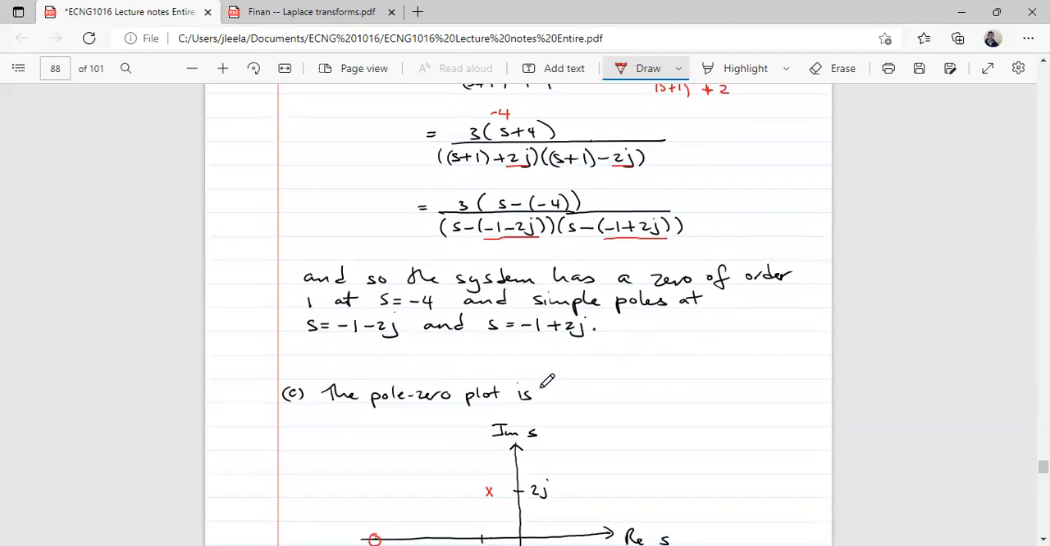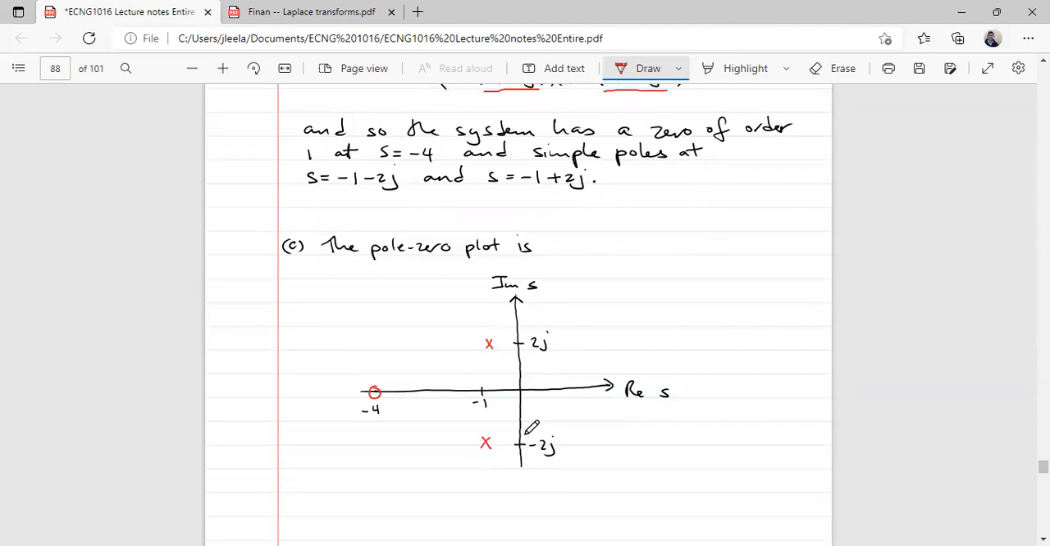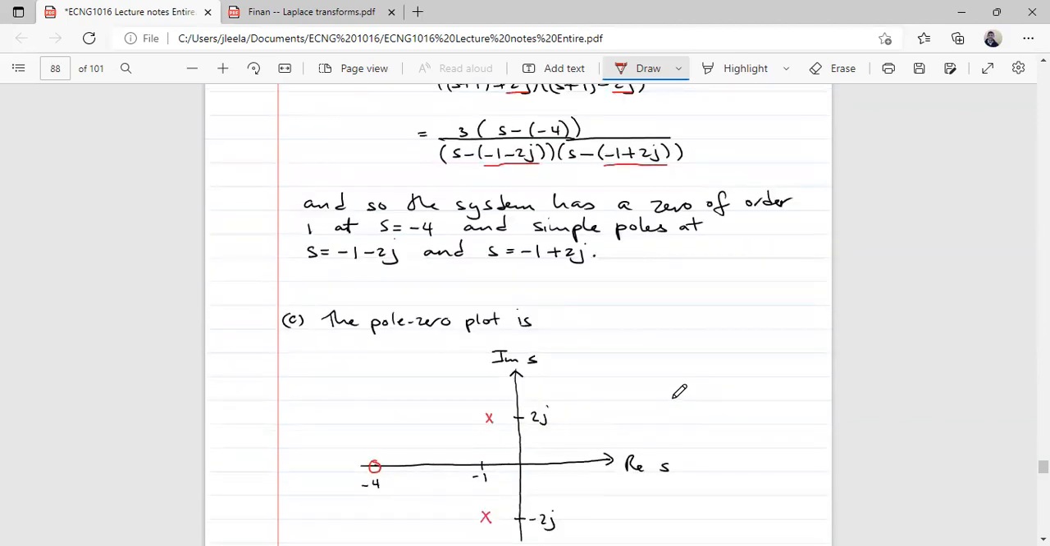So now you want to sketch this on the s plane, right? So your poles and your zeros on the s plane. So you have your imaginary axis, Im s, your real axis, right? And the first thing to remember, the zero is an O, and the pole is an X, right? So your poles lying at minus 1 minus 2j. So you have your 2j here, this is the imaginary axis, and your minus 2j down here.